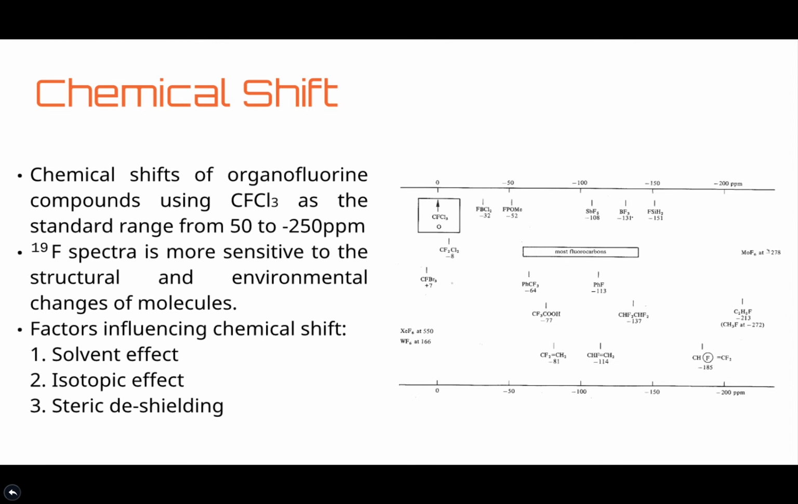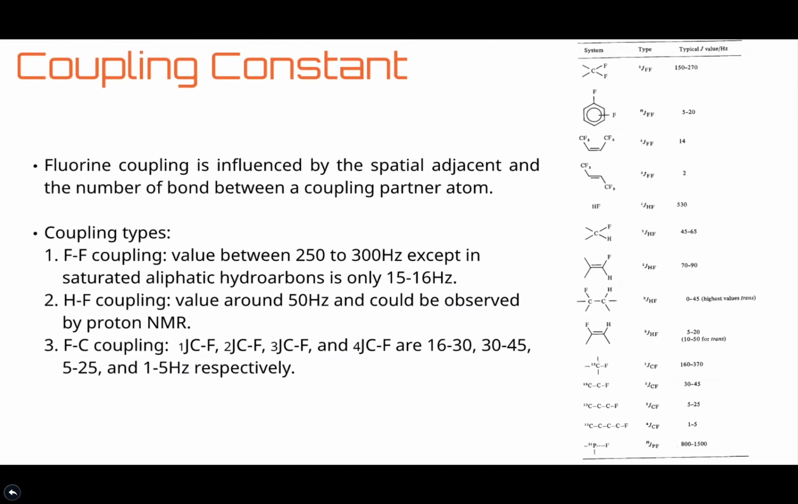2. Isotopic. A change in chemical shift can be observed when a nearby atom is replaced by an isotope such as carbon-12 or carbon-13. Number 3. Steric deshielding occurs if there is a direct overlap of the van der Waals alkyl group and the fluorine. Fluorine coupling is influenced by the spatial arrangement and the number of bonds between a coupling partner atom. The fluorine-fluorine coupling values range between 250 to 300 Hz. Proton-fluorine couplings are around 50 Hz, while fluorine-carbon coupling ranges between 1 to 45 Hz depending on the splitting types.